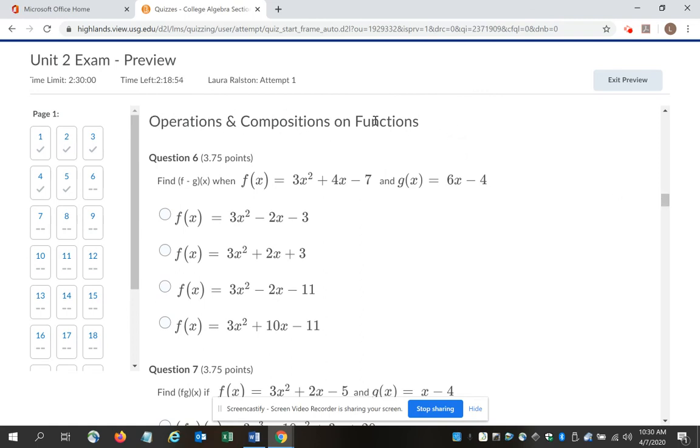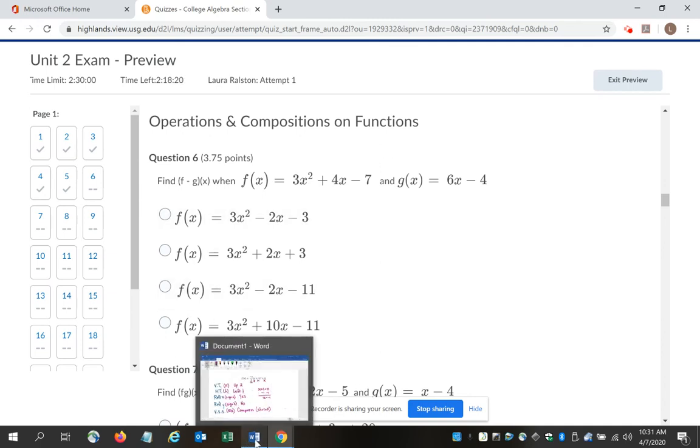And guys, I tried to provide headers here. This one says operations and compositions on functions. So I tried to give you a header so you could maybe go to your notes on that particular topic to help you out. So question 6 asks you to take the 2 functions f of x, which is 3x squared plus 4x minus 7, and then function g, 6x minus 4, and it wants you to perform the subtraction.